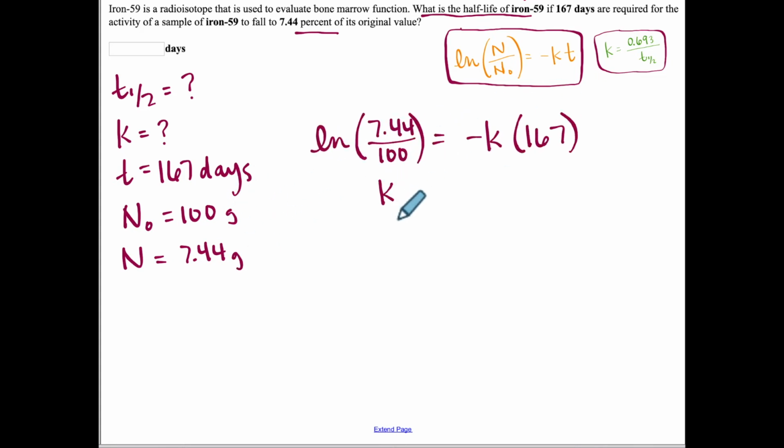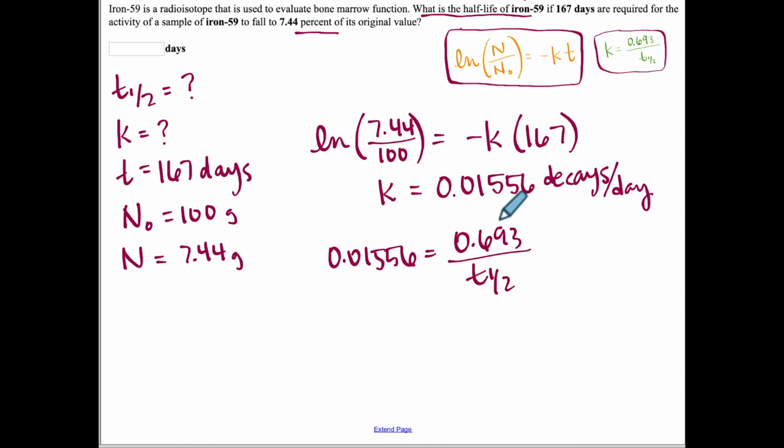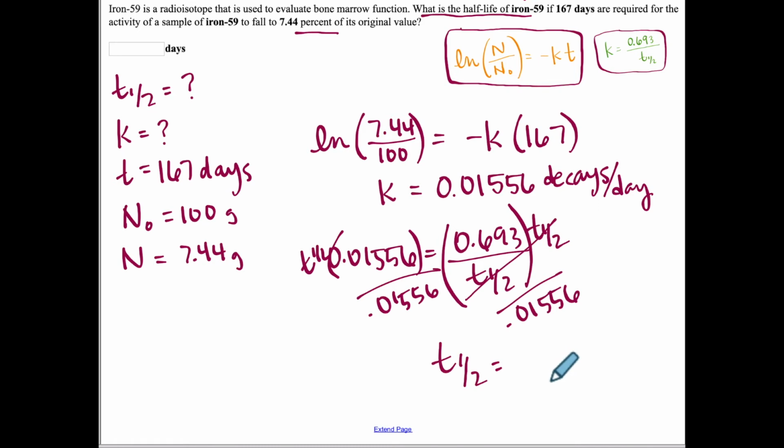We solve for K, and we get 0.01556, and that is decays per day. And then we plug that into this equation. We solve for T1 half. And we get a half-life of 44.5 days.